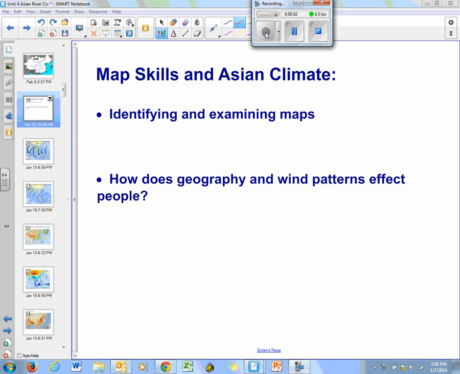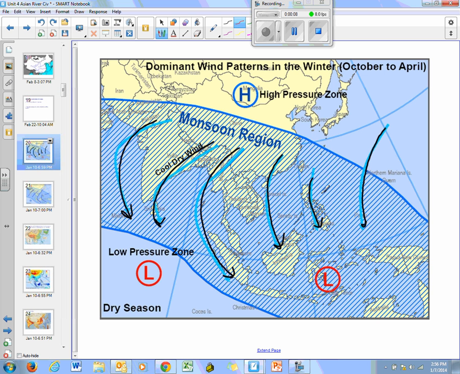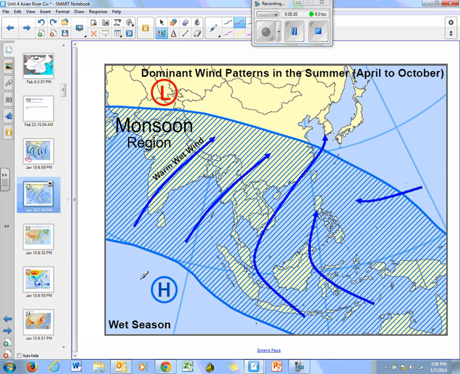Last time we had class, we looked at the map skills of Asia and climate, specifically looking at monsoon wind patterns. Remember, the monsoon patterns are always moving from high pressure to low pressure. In the winter months, you'll see that it is a dry season. And in the summer months, it is a wet season. That's because from the high pressured area, the winds travel northerly into the continent, bringing the moisture from the Indian Ocean.